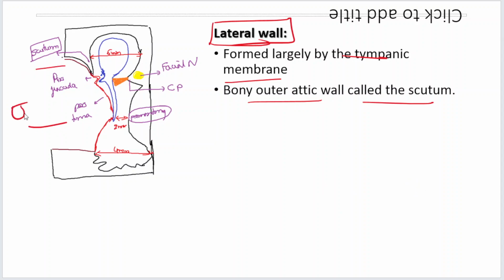So this is the external auditory canal. This is the pars flaccida. Only this part is the pars flaccida. This part is the pars tensa. So this is the tympanic membrane. Above the tympanic membrane, you can see this bone that is coming like this from above. That is nothing but the scutum.